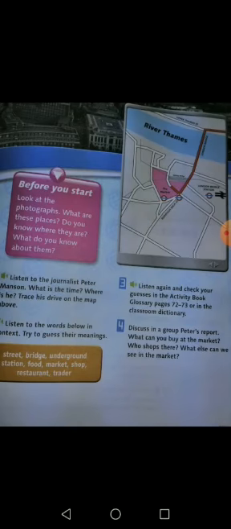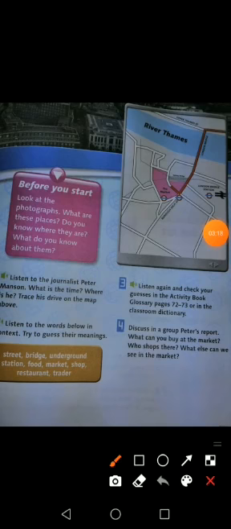Now let's move to page 29. Okay, here we have new words. Let us know more about those words. Okay, the first one is a street. So here we have a street, a bridge, underground station, food market, shop, restaurant, and a trader.